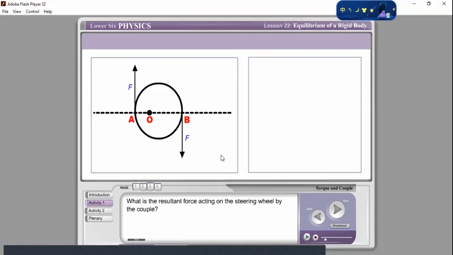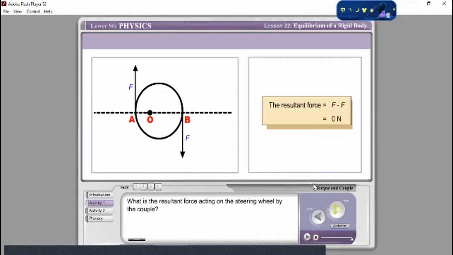What is the resultant force acting on the steering wheel by the couple? The resultant force equals F minus F, which equals 0 Newton. So now we notice that both of them are in opposite directions, right? So we said that the resultant force is 0 Newton, but the resultant torque is not 0.